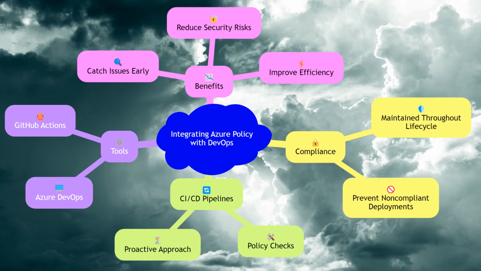Integrating Azure Policy with your DevOps processes ensures that compliance is maintained throughout the development lifecycle. By incorporating policy checks into your CI/CD pipelines, you can prevent non-compliant resources from being deployed. This proactive approach helps in catching compliance issues early, reducing the risk of security vulnerabilities and operational inefficiencies. Tools like Azure DevOps and GitHub Actions can be used for this integration.